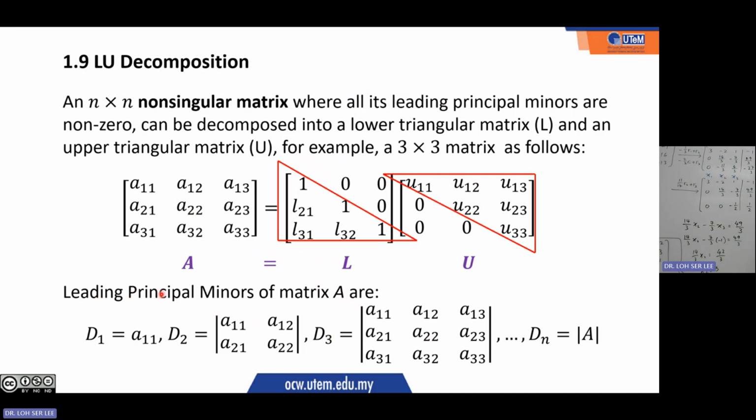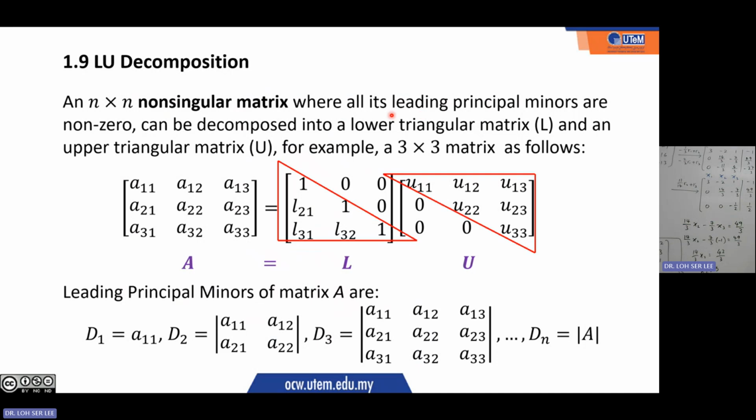The leading principal minors are, for D1, we just take this. This is your D1. For D2, we take this. For D3, we take this. All starting from this corner, and we find the determinant. Except the first one, we just look at the value of A11, and for the rest of the D's, we look at the determinant of that portion of the matrix. All of these should be non-zero. Then this kind of matrix we can decompose into L and U.